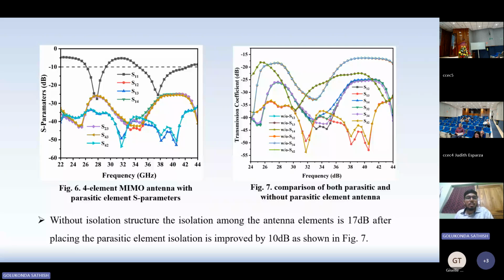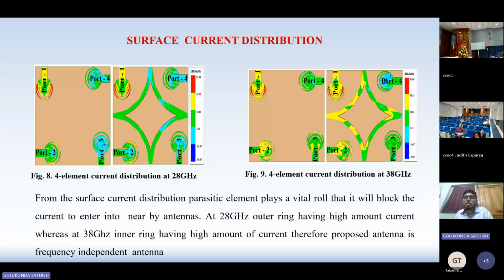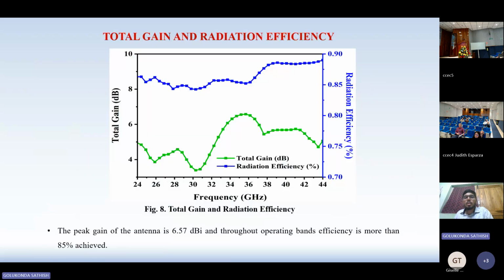Surface current distribution. From the surface current distribution, the parasitic element plays a vital role, as it blocks the current from entering the nearby antenna. At 28 GHz, the outer ring has a higher amount of current, whereas at 38 GHz, the inner circle has a high amount of current. Therefore, the proposed antenna is a frequency independent antenna. Total gain and radiation efficiency: the peak gain of the antenna is 6.57 dBi, and throughout the operating band, efficiency of more than 85% is achieved.